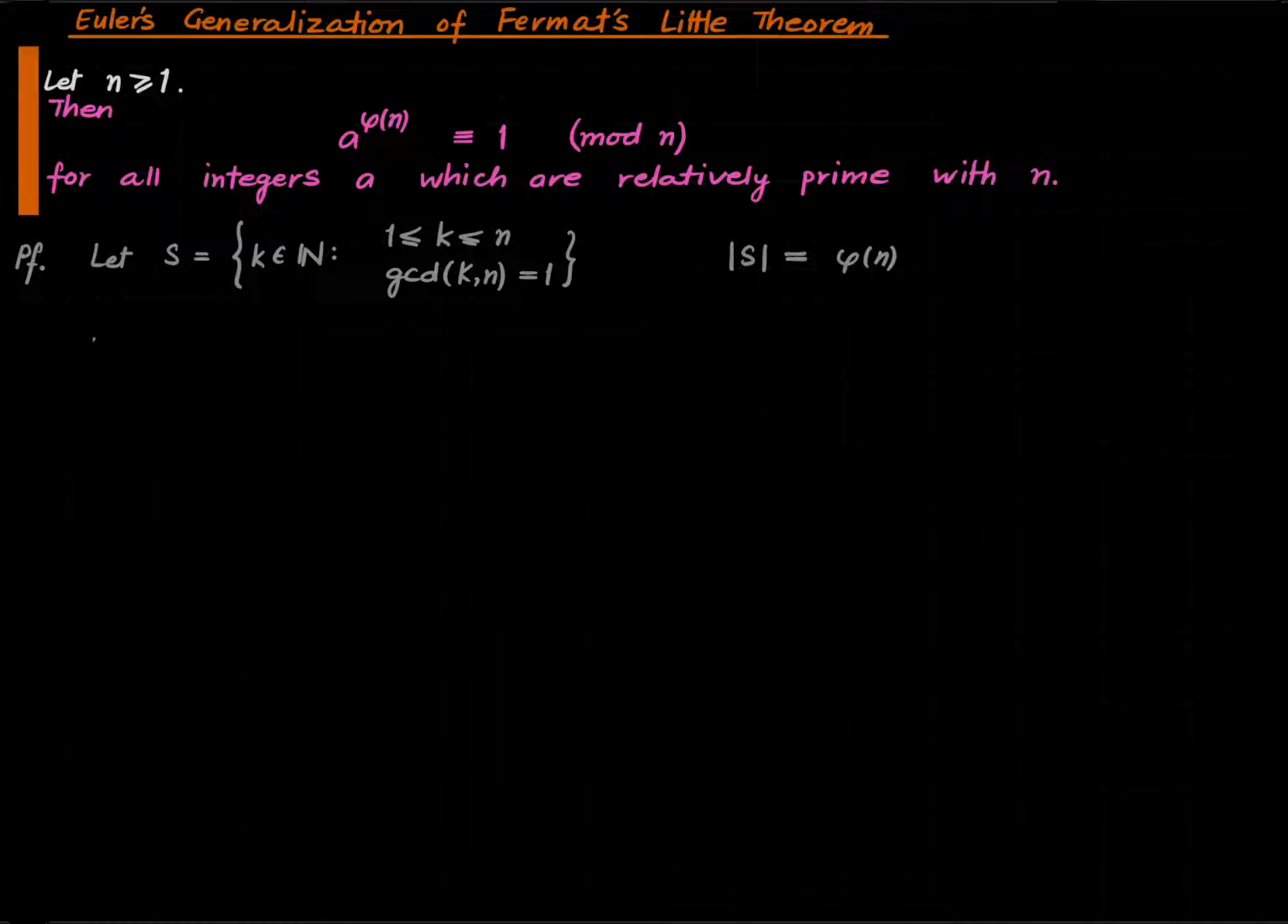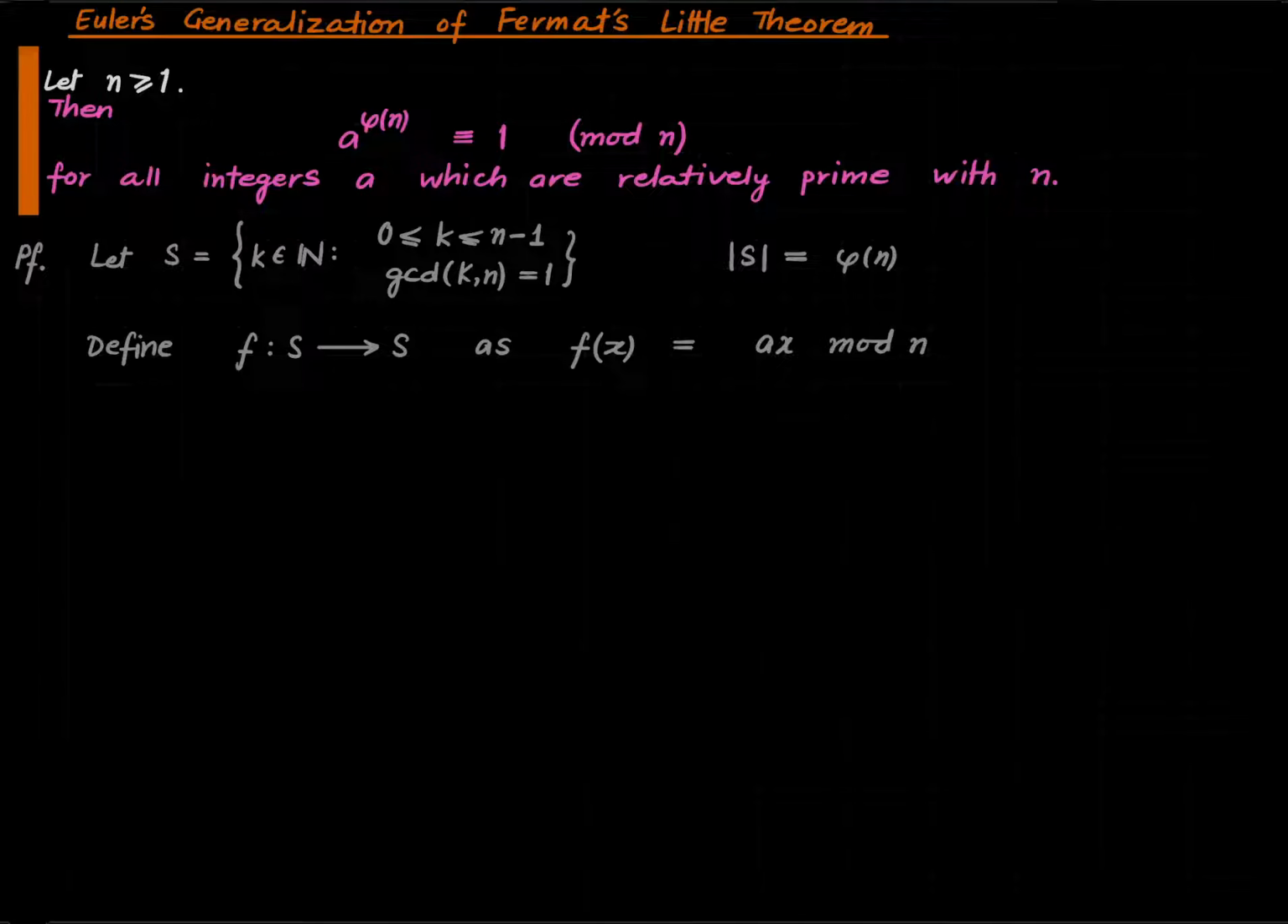And now define this function, call it f from S to S, as f of x is ax, but here there's a little catch. Let me change the set S, let me write it this way, and by the little comment that we made in the previous lecture, everything is still absolutely fine. This mod S is still phi of n and so on. So let me write f of x as ax mod n.